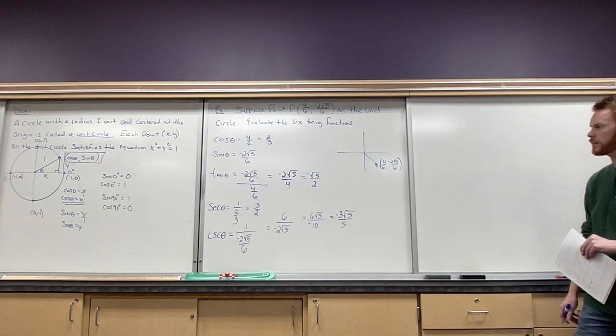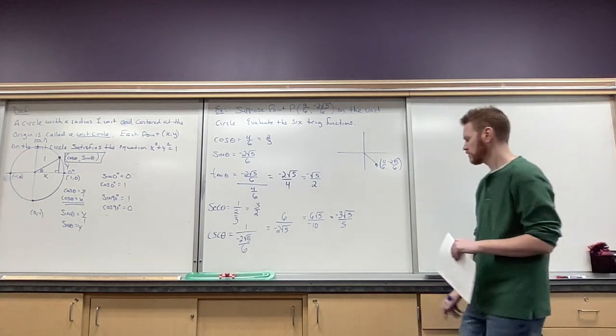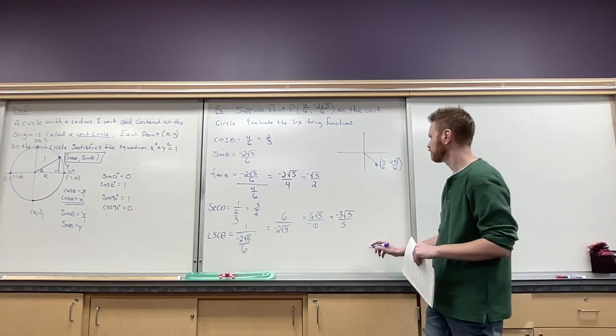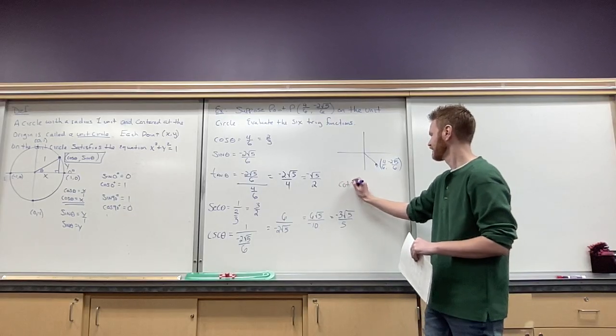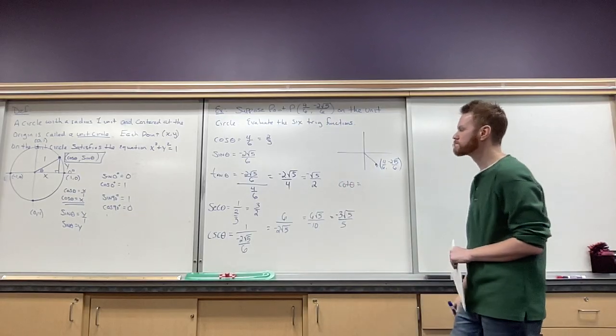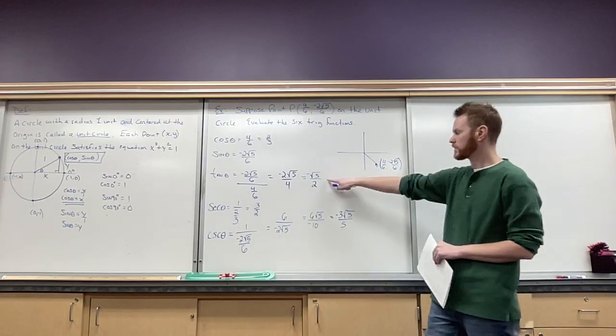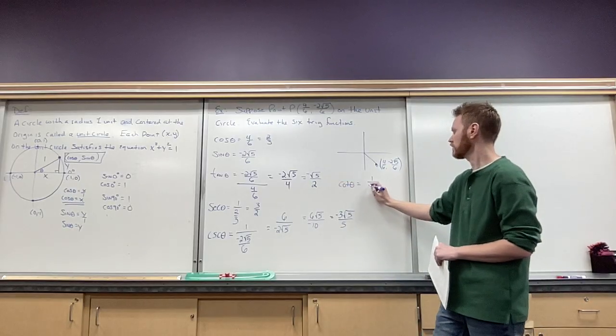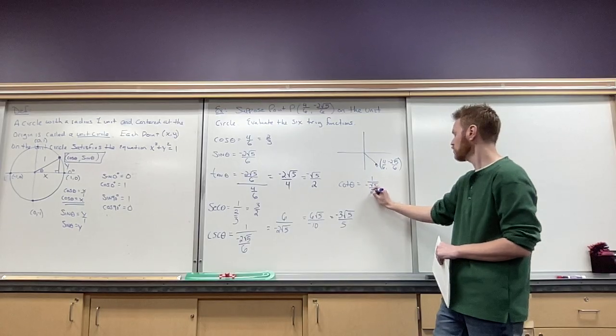And then the last one's cotangent. Okay, so cotangent, we're going to put it here. I'm going to try and keep it on the same board. So it's 1 over this guy, 1 over negative square root of 5 over 2.